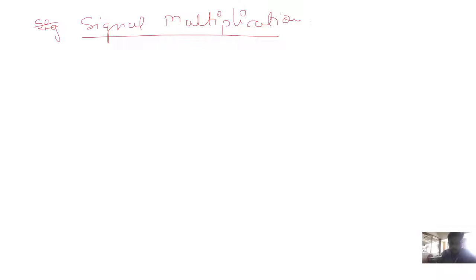Okay, so the last simple operation which we need to see is signal multiplication. If I have to draw a block diagram of a signal multiplication, it will look something like this. This is the multiplication sign, or actually a multiplier. X1 will be fed from this side, X2 will be given from this side, and the output will be X1 of t and X2 of t. This is multiplication.